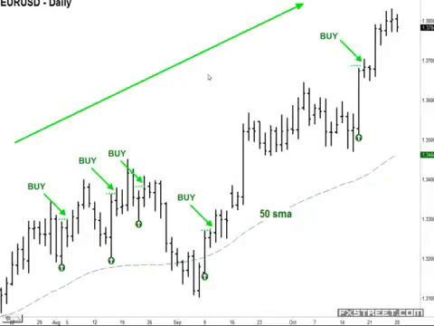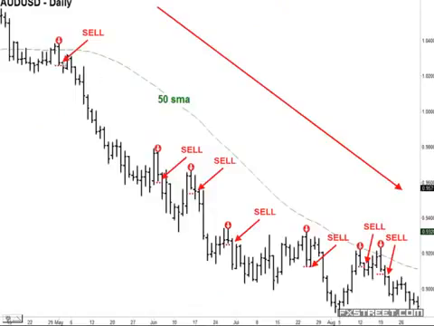Now, this works to the downside. Here's an older chart of the Australian dollar. Where is price in relation to the 50 period? Price is below. So you don't have to wait for some guru or some chat room to tell you what you should be doing. Automatically, you know that you're only going to be looking to go short if price is below the 50. You see how you're empowering yourself with this information?